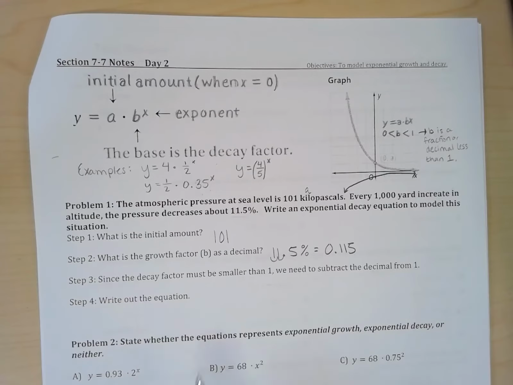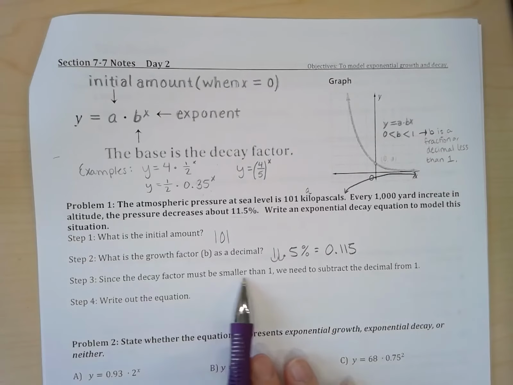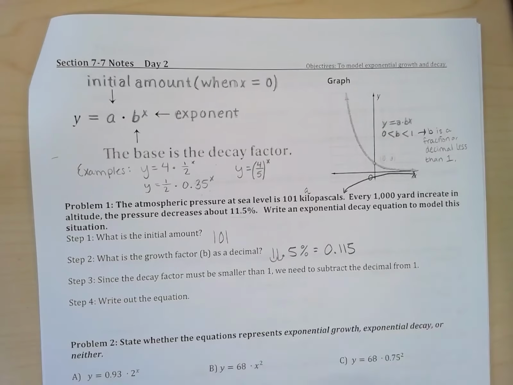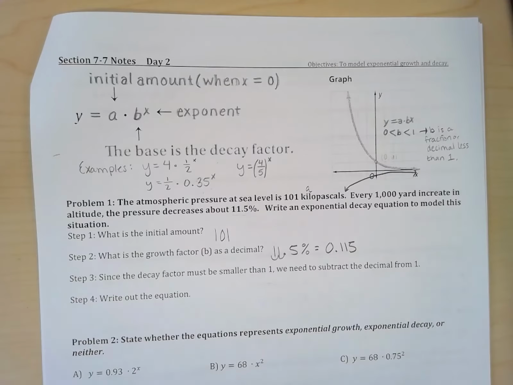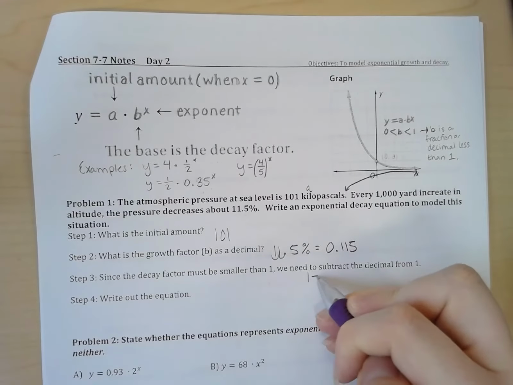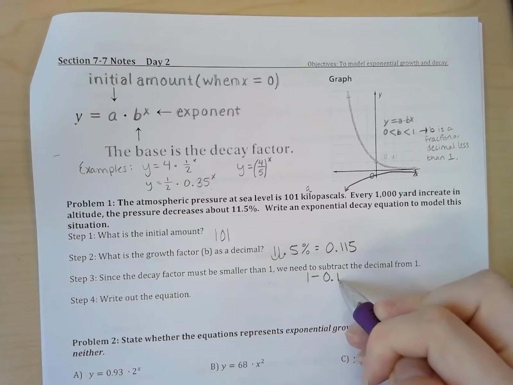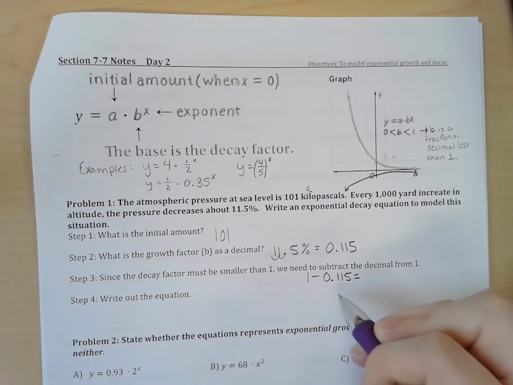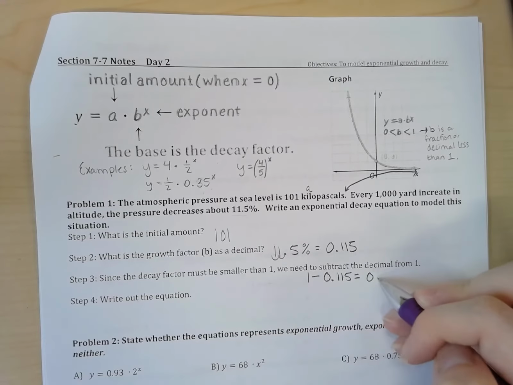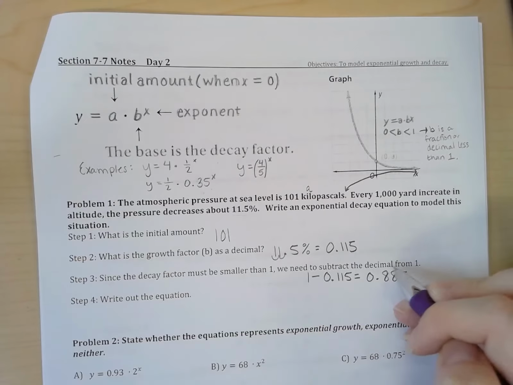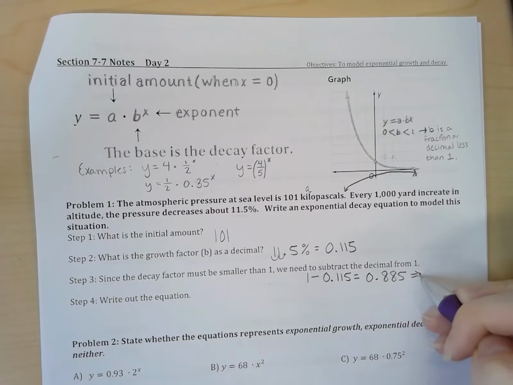Step 3, since the decay factor must be smaller than 1, we need to subtract this decimal from 1. Just like yesterday, the amount needed to be greater than 1, so we added 1. Today we're going to subtract from 1, because it has to be smaller than 1. So this guarantees that it's going to be smaller than 1. So 1 minus 0.115 is 0.885. Okay, so this is really our decay factor.